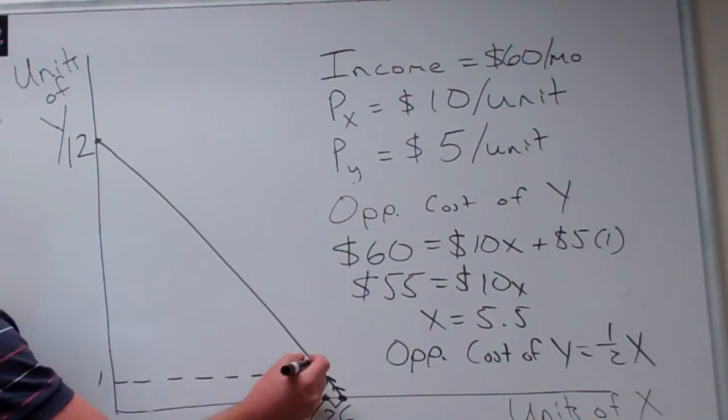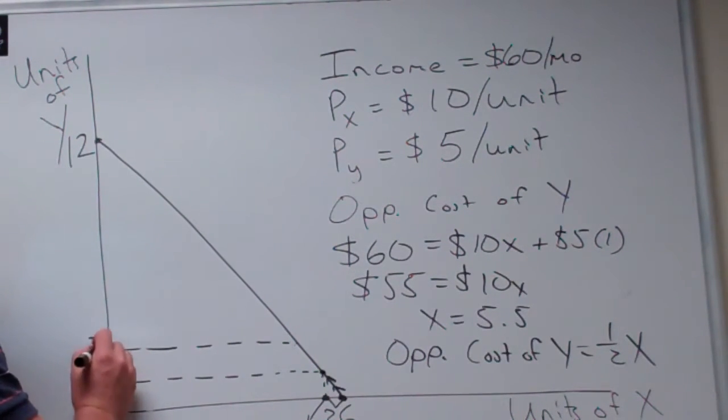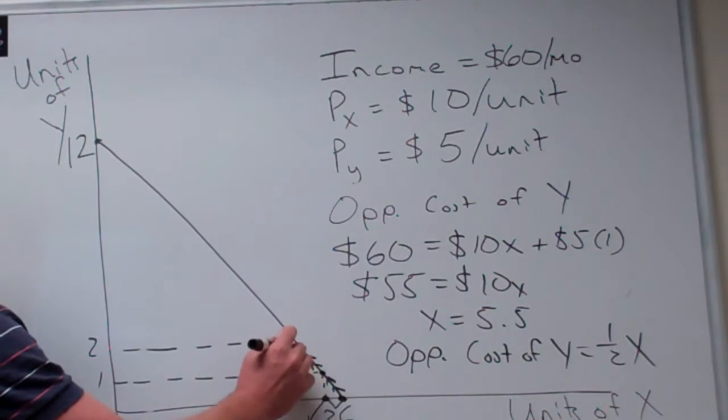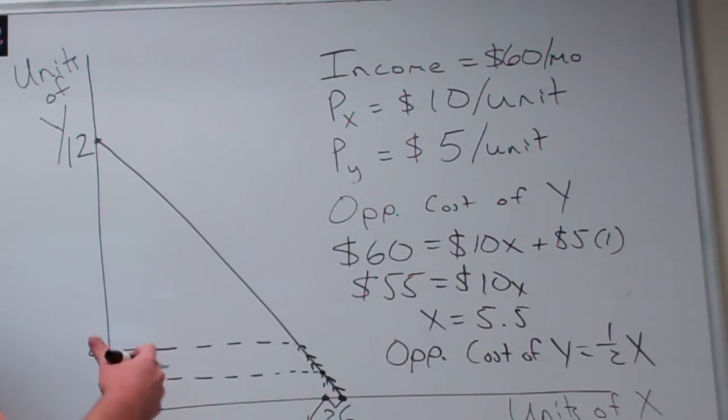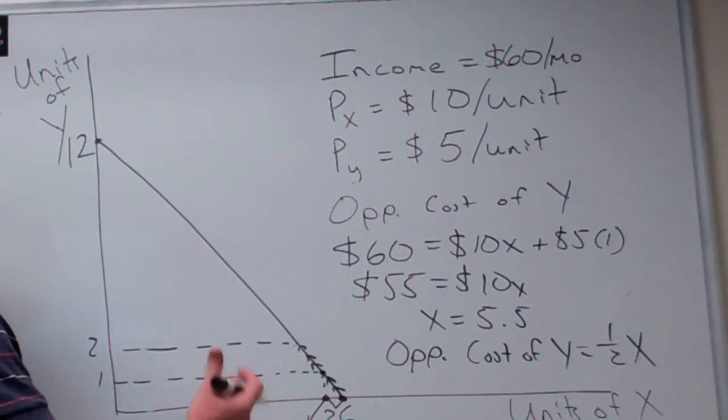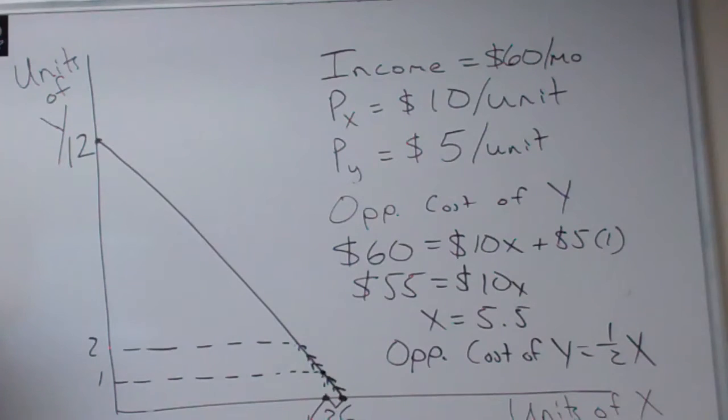Now this is a line, and so every time that this consumer wants to consume another unit of X or another unit of Y, he has to give up the same amount of X. So there's no law of increasing cost here. That's because there are no specialized resources of production, like we saw with the PPF.